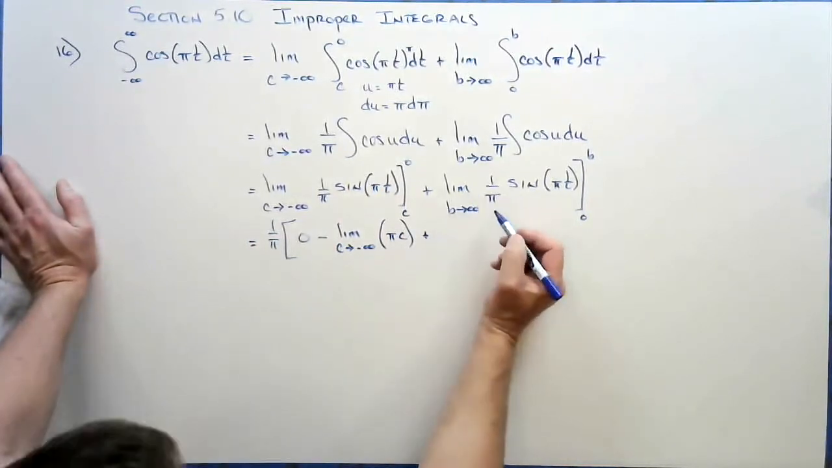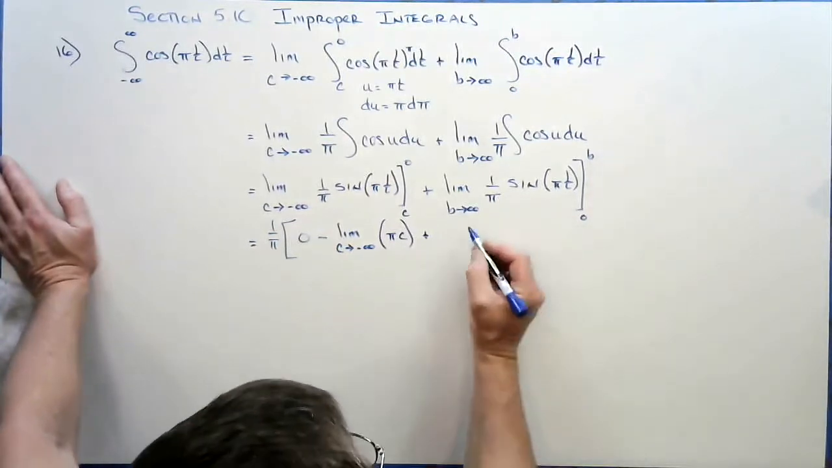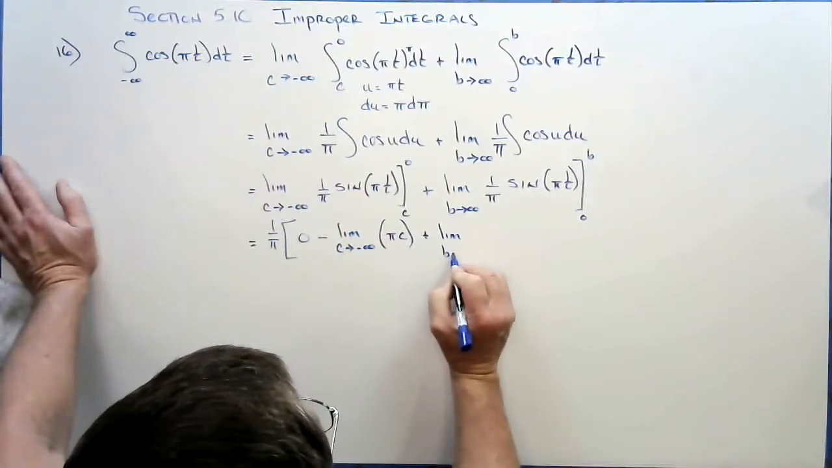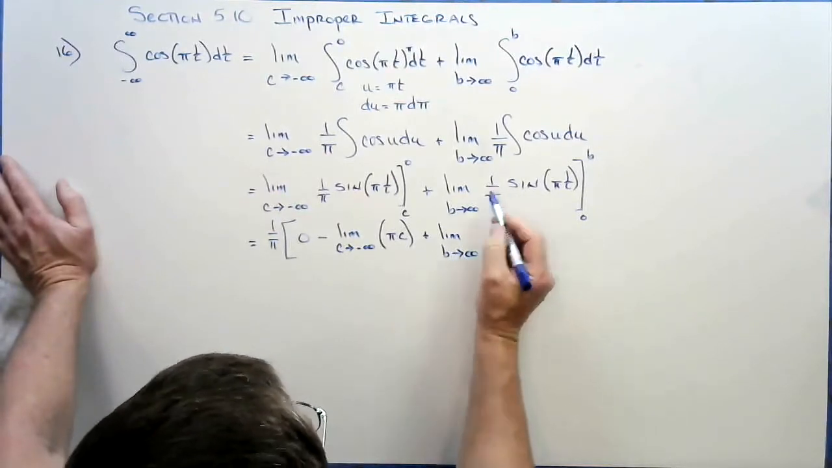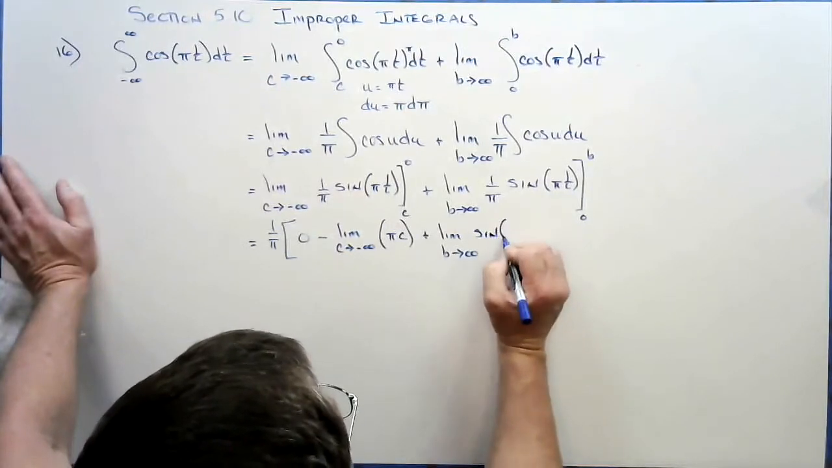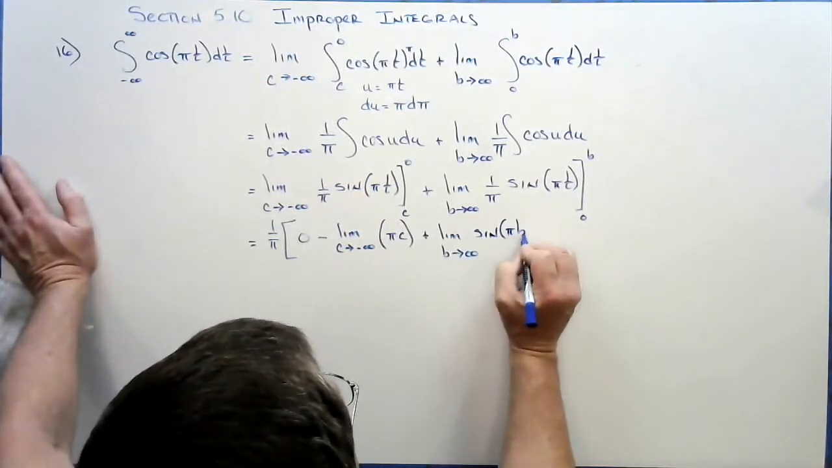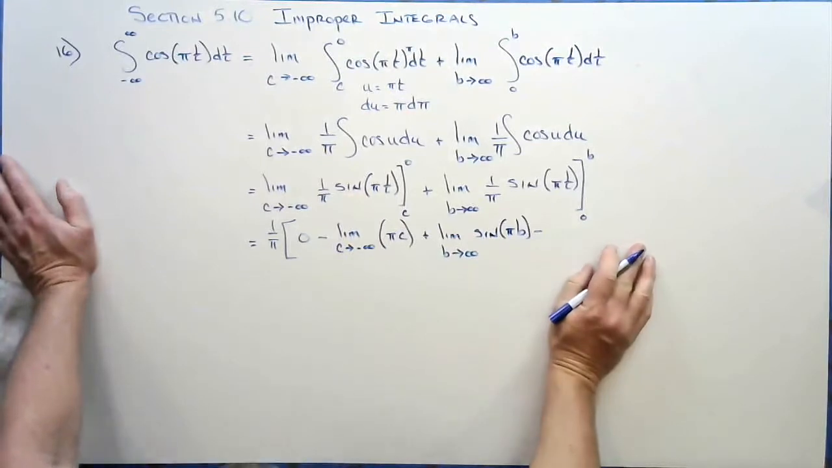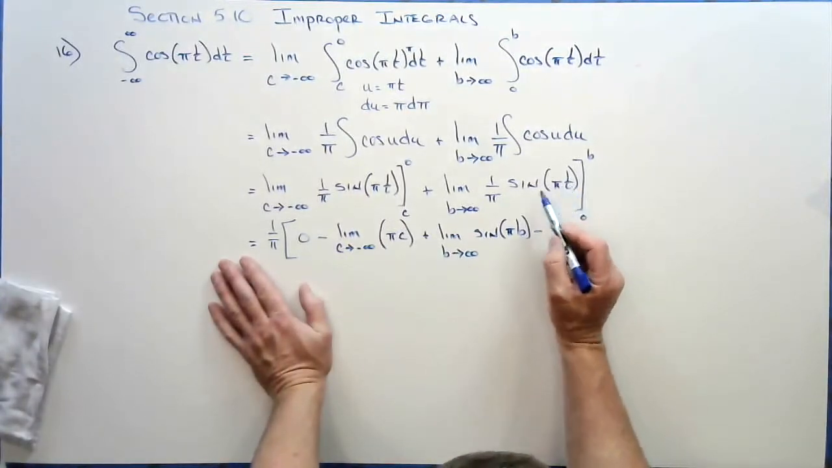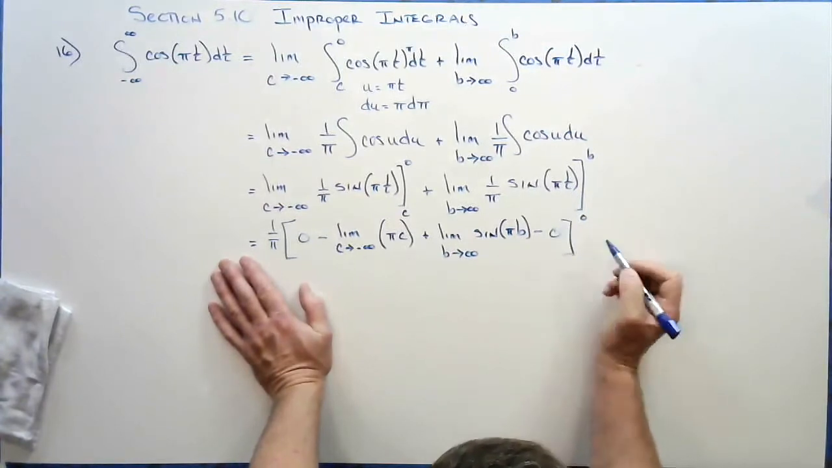Plus here, our upper bound is b. B is going to infinity. So this would be the limit as b goes to infinity. We've got our 1 over pi out front. So this would be the sine of pi times b, minus, and then we plug in our lower bound of 0. 0 times pi is 0. Sine of 0 is 0.